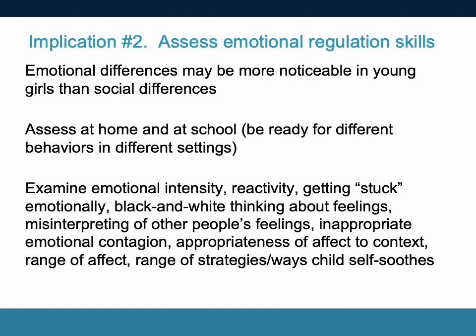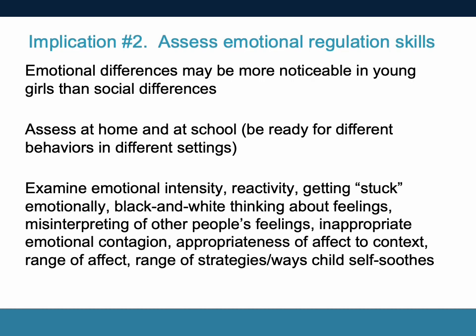So while the girls may show some social strengths at young ages, in my experience, they don't show as many emotion regulation strengths, and the literature seems to be backing that up. It's also important to look for differences in emotion regulation across settings and to look at the aspects of emotionality that I've listed here in the third bullet point, because these are the emotional issues that I've been seeing in my clinical practice and that colleagues of mine report in their clinical practice when they are working with girls on the spectrum.